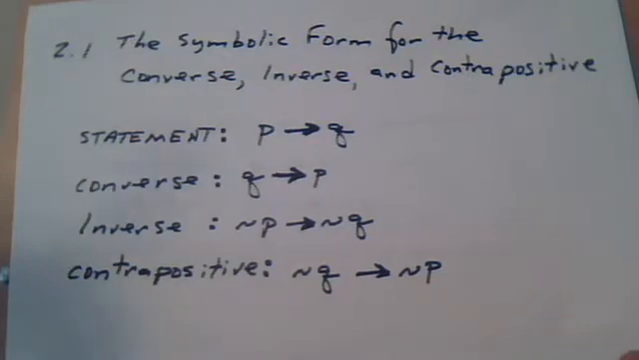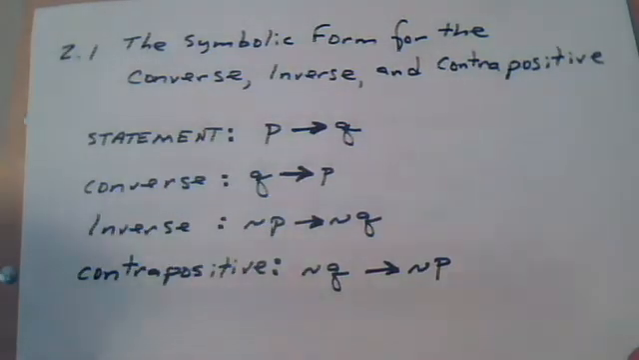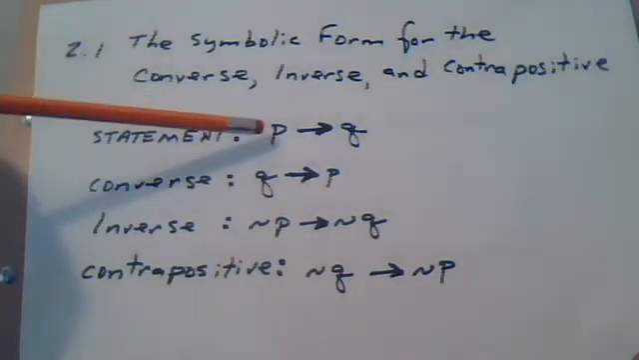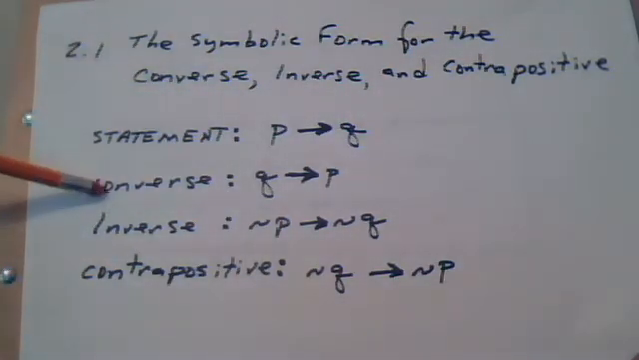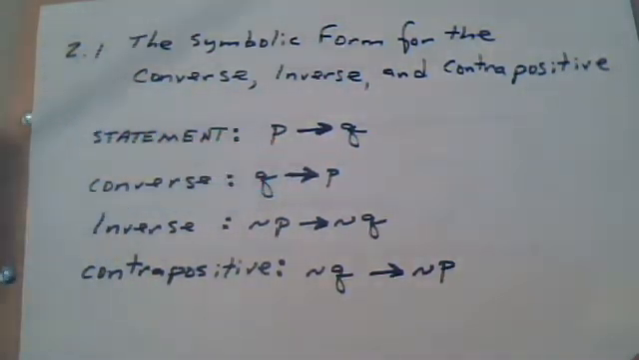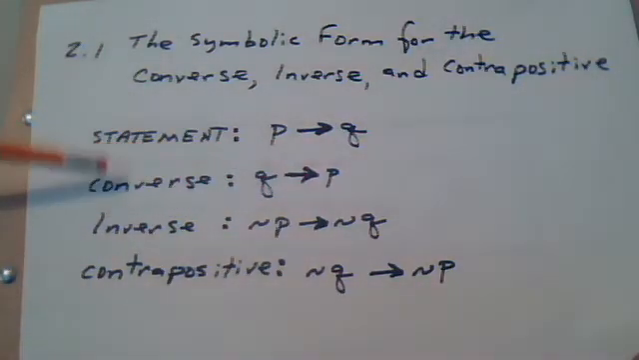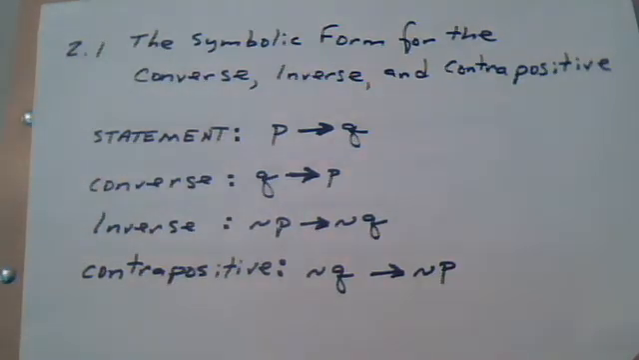One way of remembering what we need to do to change an if statement to a converse, inverse, and contrapositive form is the following way. Suppose this is a statement. If P, then Q. For the converse, think of reverse. So the P and the Q are going to switch places. Whatever the P was and whatever the Q is, they're going to switch places. So converse, one memory device is just think reverse. So converse, reverse.